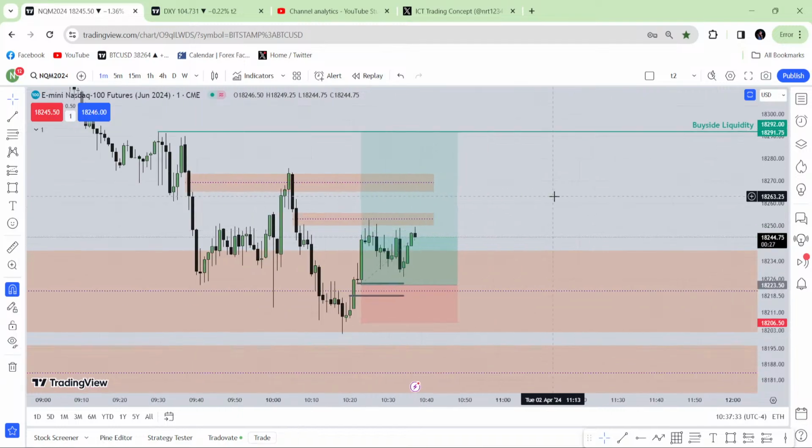But that doesn't mean please go for the trade and take a loss. Okay, that doesn't mean that. I'm just expecting the market will go higher. That's my studies telling me.